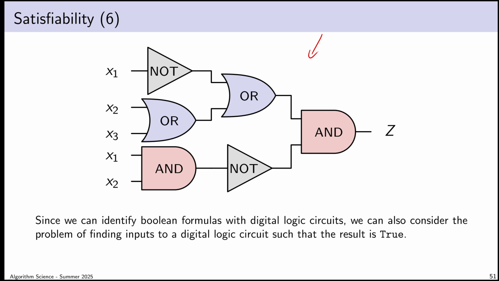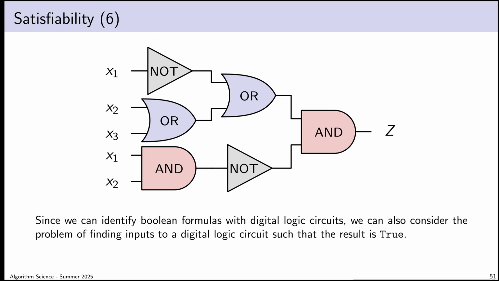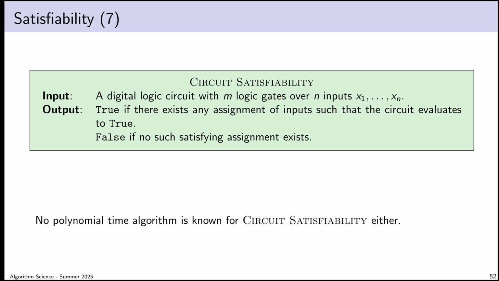So I can take any digital logic circuit and convert it into a Boolean formula. It turns out that this circuit corresponds to the formula we saw a couple of slides ago, and I can take any formula and implement it as a digital logic circuit. And so just while we're on the subject, I should observe that we could therefore frame our satisfiability problem in terms of digital logic circuits. And it should be no surprise, therefore, that no polynomial time algorithm is known for that problem either. So we don't know any polynomial time algorithm that takes a digital logic circuit on m logic gates and tells us whether or not there is any way to assign the inputs such that the circuit evaluates to true.